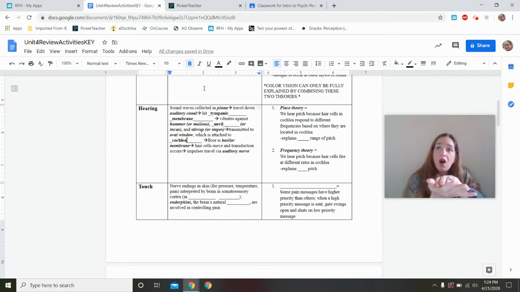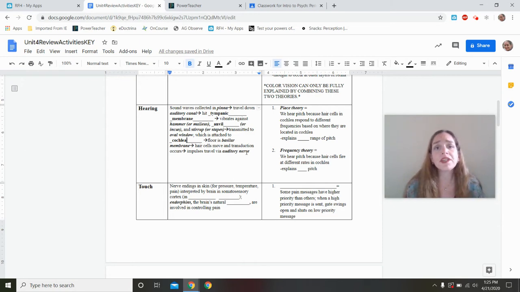If I were to unravel the cochlea and look at the floor of the cochlea, I would see hair cells swinging around in the breeze. They are transducing physical energy into psychological impulses to the brain that are going to be interpreted as sound. The hair cells move and transduction occurs. Impulses travel via the auditory nerve through the thalamus and then to the temporal lobes. Temporal, think by your ears right here. They're responsible for hearing and smell and memory.